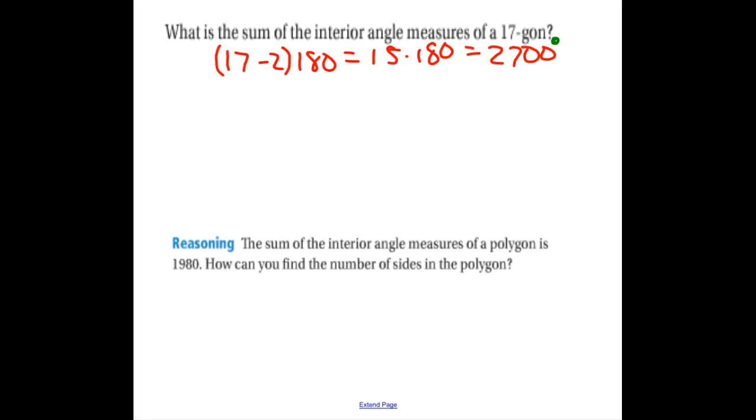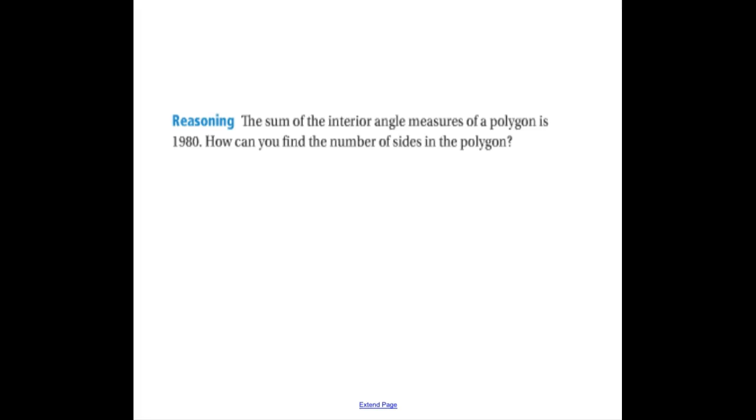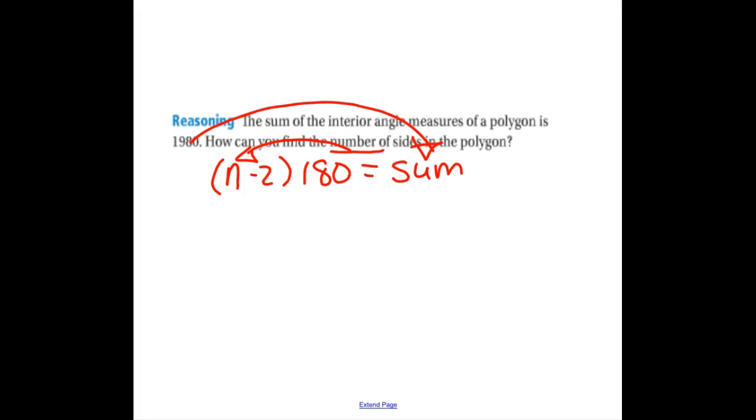So the sum of the interior angle measures of a polygon is 1980. How can you find the number of sides in the polygon? Okay, well, we have our n minus 2 times 180 formula. That equals the sum of the interior angle measures. Well, right now, we don't know the number of sides, n, but we do know the sum, 1980. So instead of plugging a number in for n, we in fact want to plug a number in for our sum. You can say, well, 1980 is going to equal n minus 2 times 180. And now we have an algebra equation to solve.